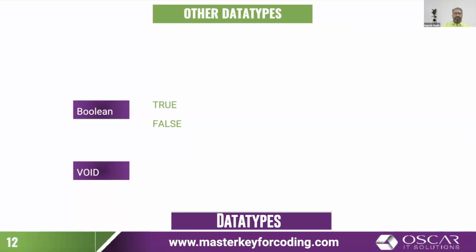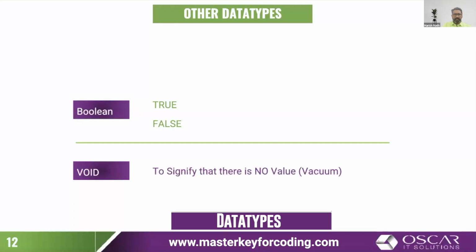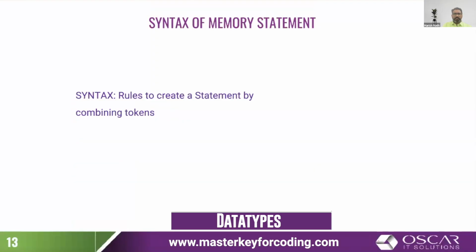Boolean generally indicates true or false. In some languages, it is 0 and non-zero. In some languages, it is true or false. And void, as we already mentioned, denotes nothing. So these are the four broad data types we have in programming languages.